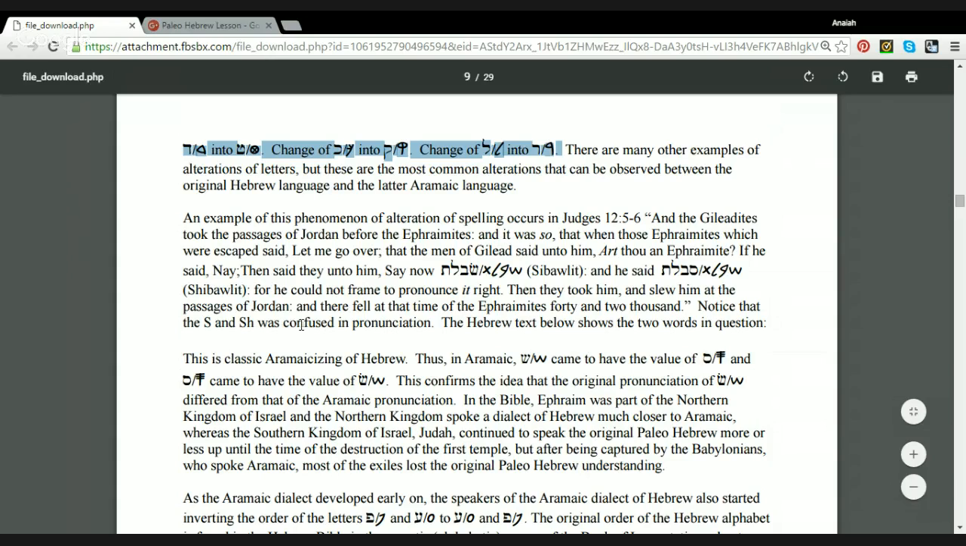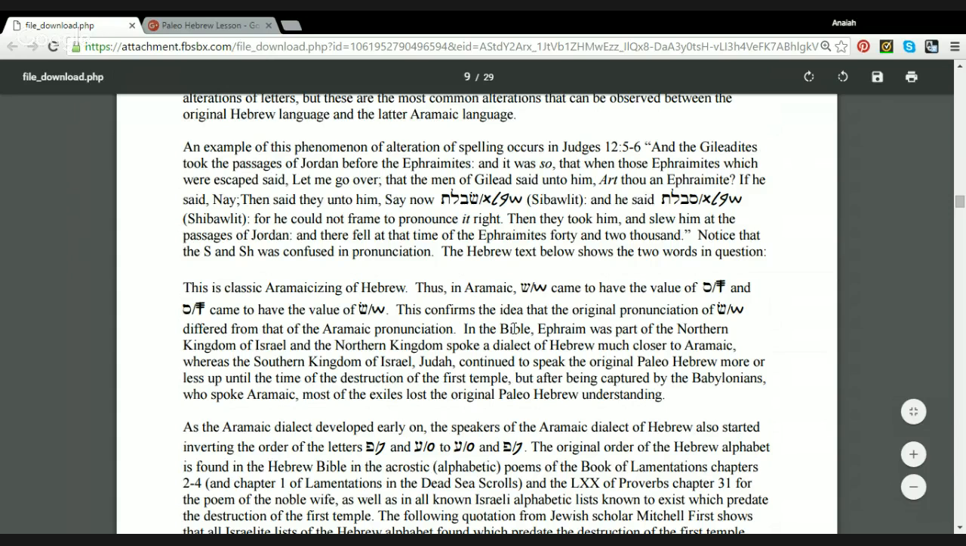Notice that S and SH were confused in pronunciation. The Hebrew text, I think I made a mistake there. I once included the Hebrew text, but then I removed the verse, but I forgot to remove that clause right there. I included the Hebrew of Judges in my first edition of this. So see how I say right here, Sibboleth and Shibboleth? According to the other people, they say Shibboleth here, and then they say Sibboleth. So they have it reversed.